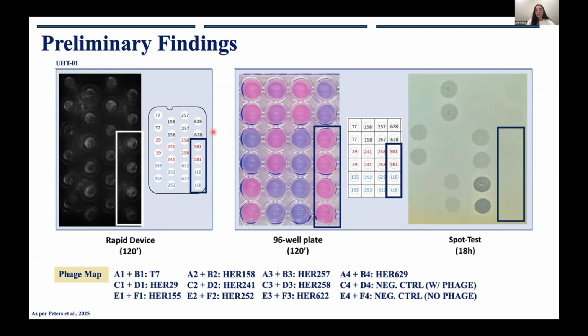Importantly, the RD makes interpretation consistent between the solid and the liquid-based assays, which addresses the common discrepancy between the 2. This assay is completed in approximately 2 hours, which is a clinically relevant time frame. And even though the 96-well plate assay can also be performed within that time, it's more labor and resource intensive.